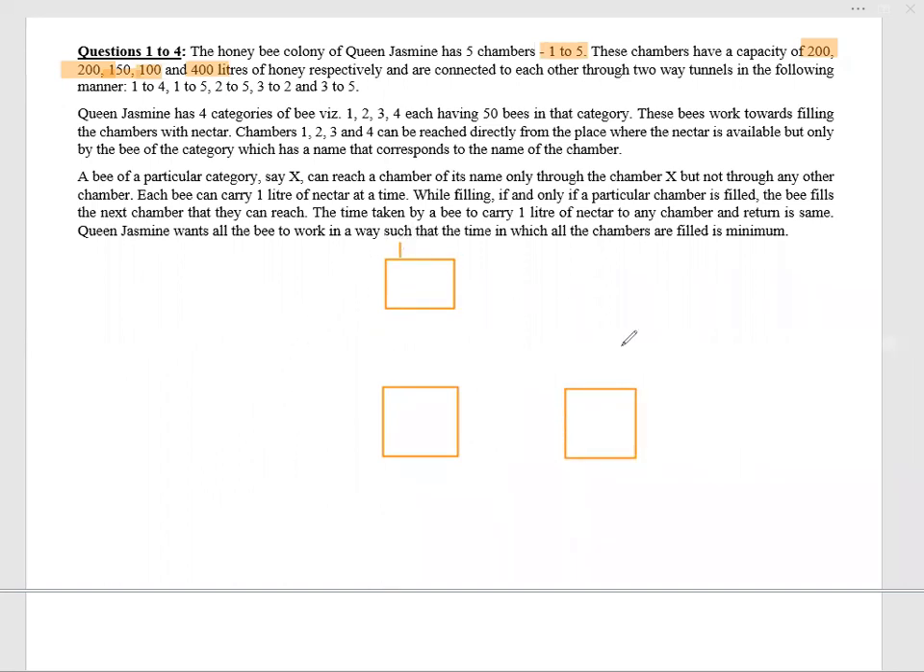1, 2, 5, 3 to 2, and 3 to 5. So let's say 3 is here. 4 is connected to 1, only 1. So we can have 4 here.